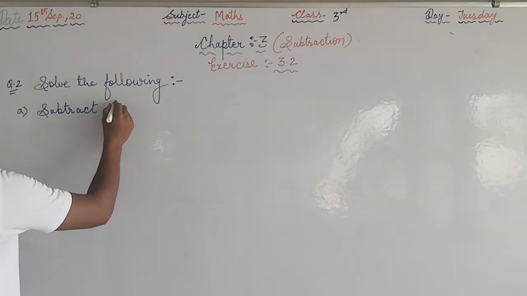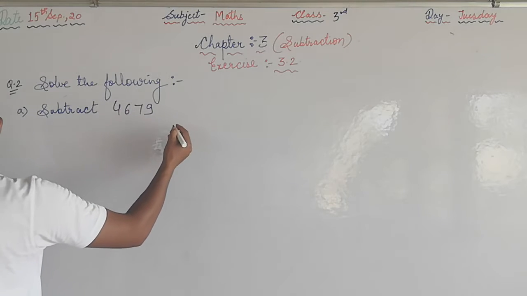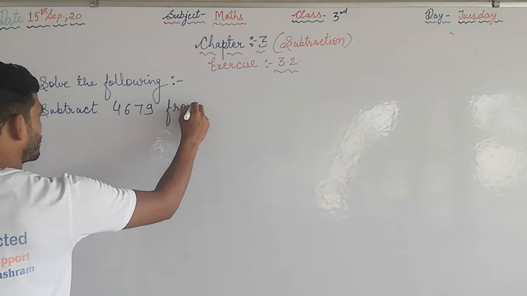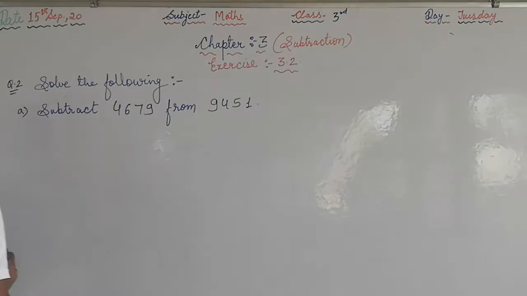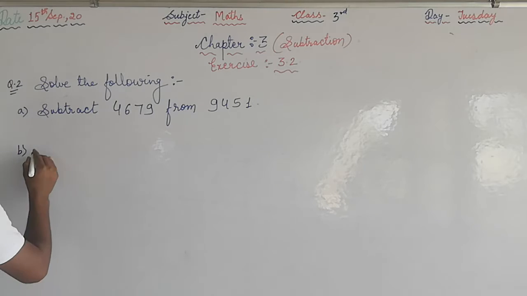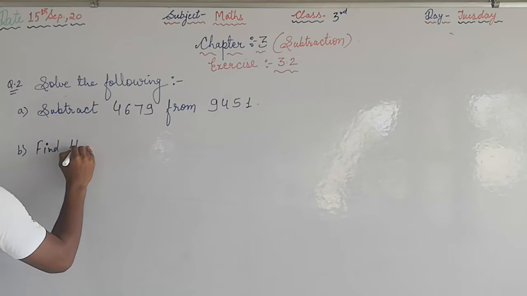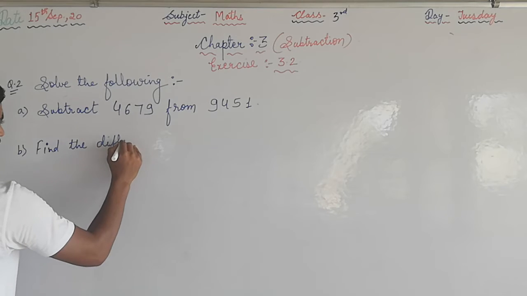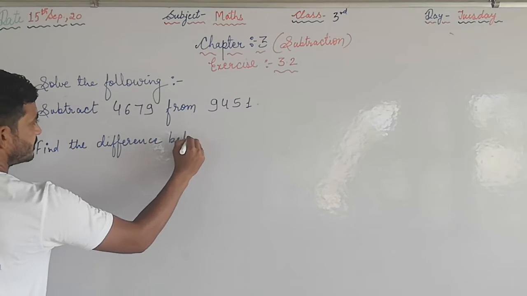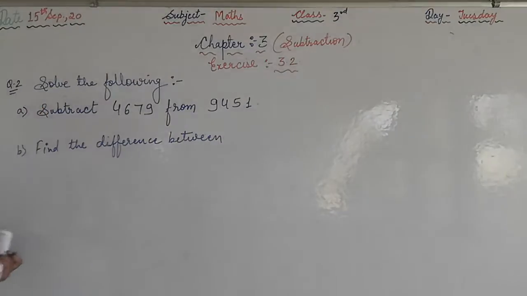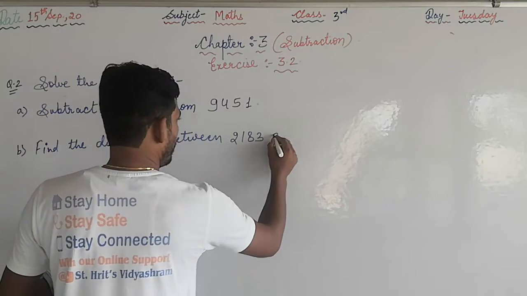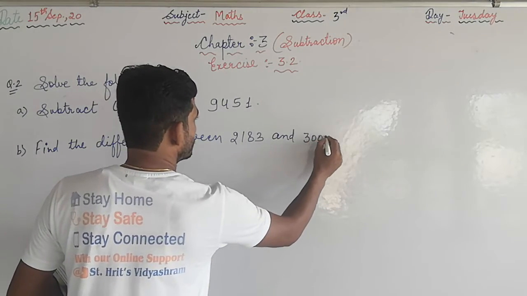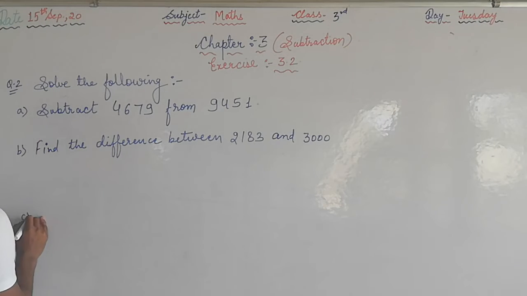Subtract 4679 from 9451. See the second part. Find the difference between 2183 and 3000. See part C.